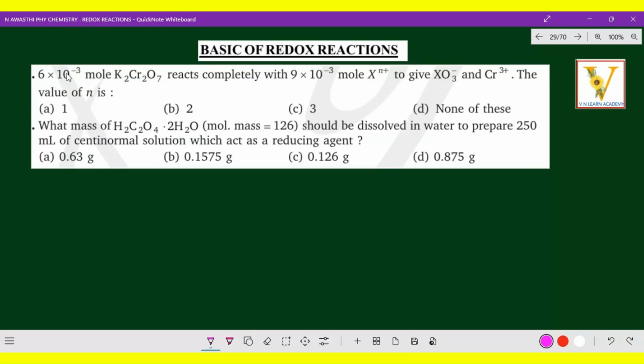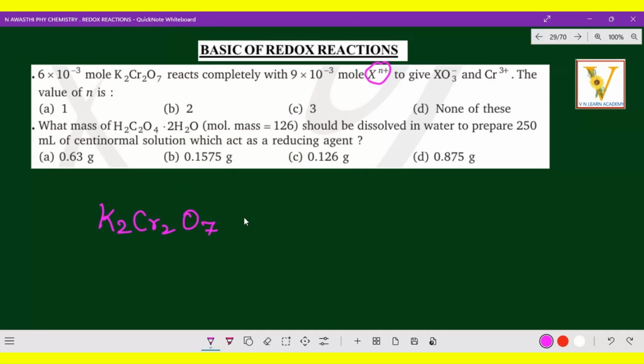6 into 10 to the power of minus 3 mole K2Cr2O7 reacts completely with 9 into 10 to the power of minus 3 mole X^(n+) to give XO3^- and Cr^3+. The value of n. So this n only we have to identify. Right. Come on, let us check this question. Equation, let us find first of all.